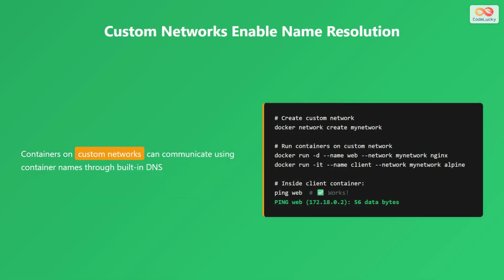Containers on custom networks can communicate using container names, thanks to a built-in domain name system server. To demonstrate, first, create a custom network named mynetwork. Next, run a web container named web and a client container named client, both connected to mynetwork. Now, from inside the client container, pinging web will work successfully. You will see something like ping web followed by an IP address and some data bytes.